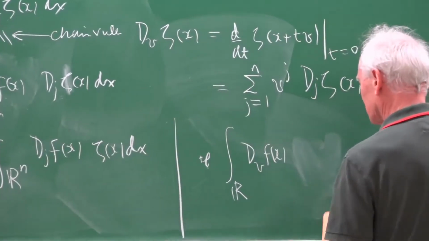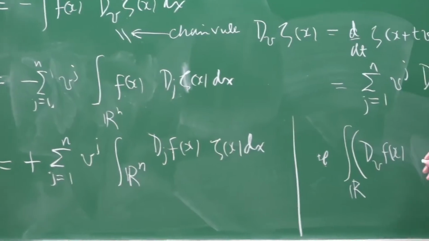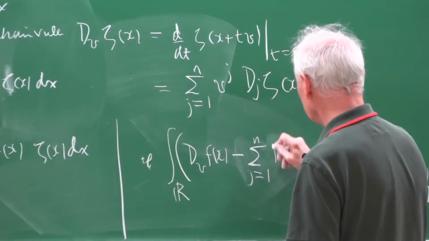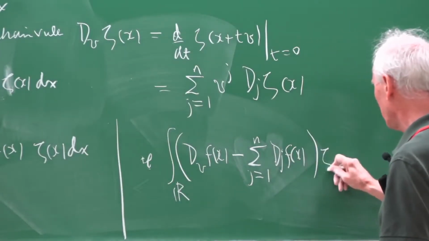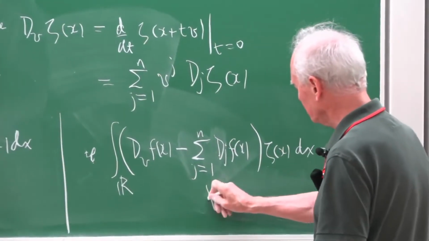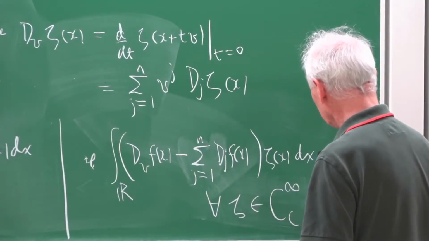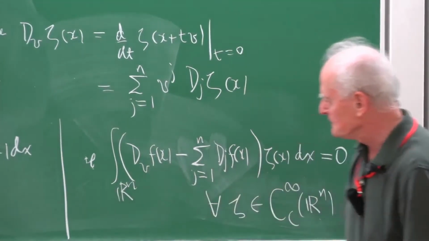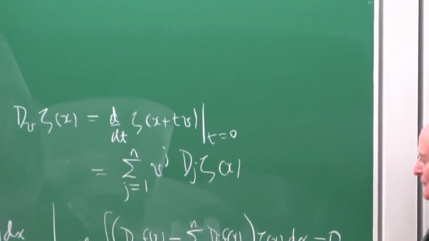No, zeta is a common factor. So it's dv of f, I'm going to take this over the other side. So dv f of x minus the sum, j equals 1 up to n, dj f of x, all multiplied by zeta of x dx is equal to 0 for every zeta which is C infinity with compact support in Rn. Oops, this is an integral over Rn.